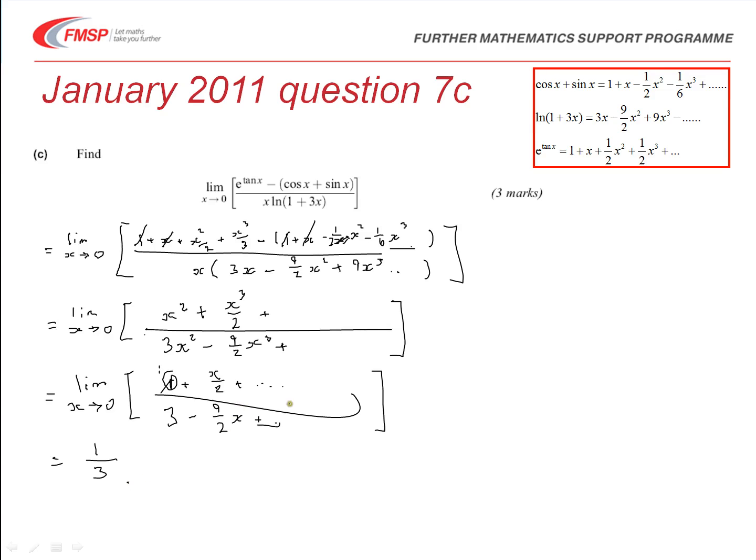There are 3 marks for this part. Initially 1 mark for using all the correct substitutions in here, and then the technique of simplifying this down into the appropriate form gives you a mark, and then 1 mark for stating or obtaining the correct limit at the end of that process.